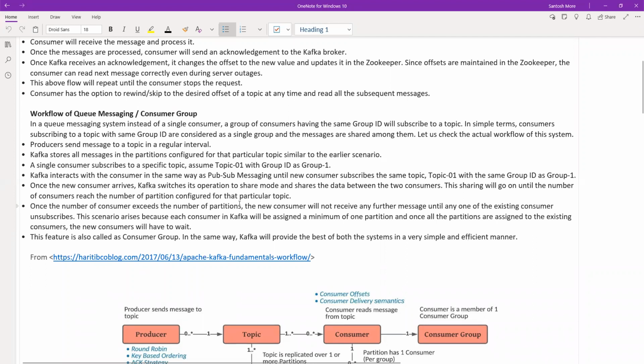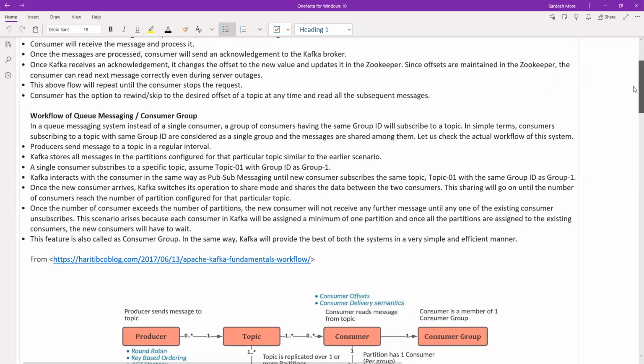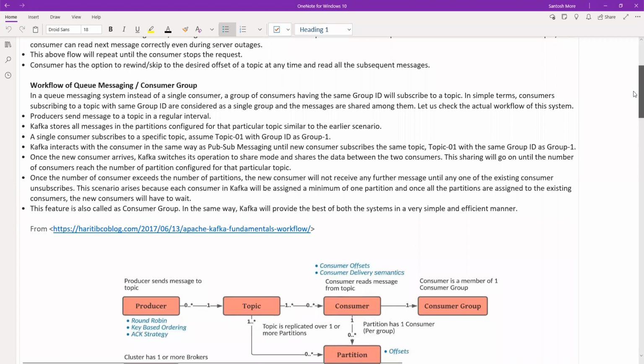And still we are not deleting any of these messages; they are not going to be deleted. But it appears to be a queue, and therefore they say it's a queue messaging system only for the consumer side.